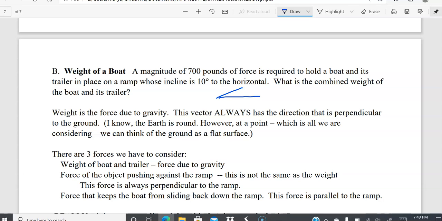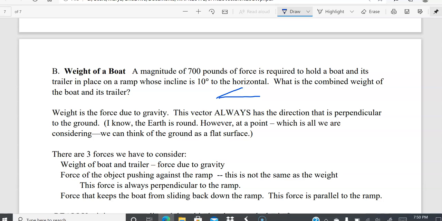So then the question is, what's the combined weight of the boat and the trailer? Now, like I said before, weight is the force due to gravity. And this force of weight is always perpendicular to the ground. And so at a point, we could think of it being perpendicular. Now, there are three forces we have to think about. The weight of the boat and the trailer, okay, that's the force due to gravity.